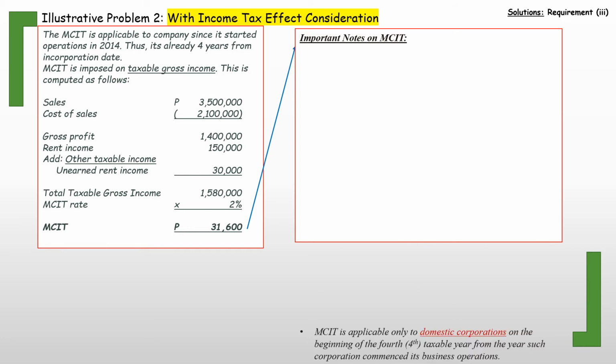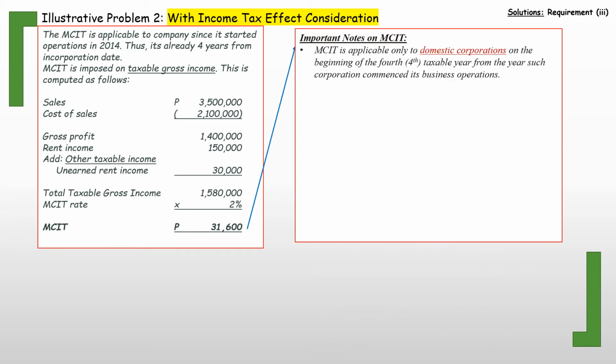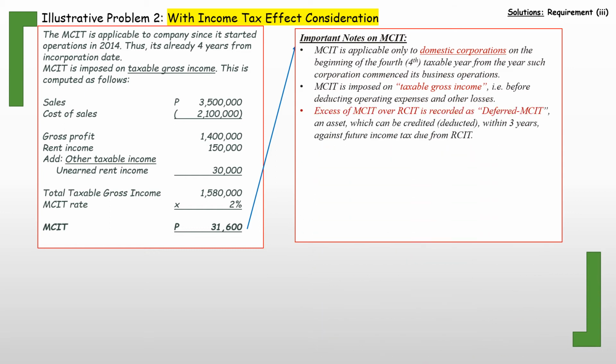Important notes on MCIT. MCIT is applicable only to domestic corporations on the beginning of the fourth taxable year from the year such corporation commenced its business operations. MCIT is imposed on taxable gross income, that is before deducting operating expenses and other losses. Excess of MCIT over RCIT is recorded as deferred MCIT, an asset, which can be credited or deducted within 3 years against future income tax due from RCIT. So kung mas mataas yung MCIT over dun sa RCIT, yung excess nun, nire-record natin siya as deferred MCIT.